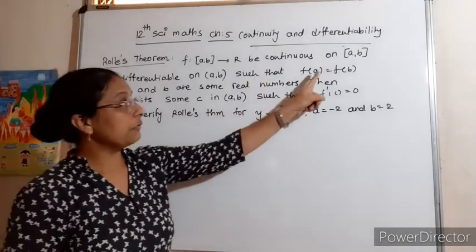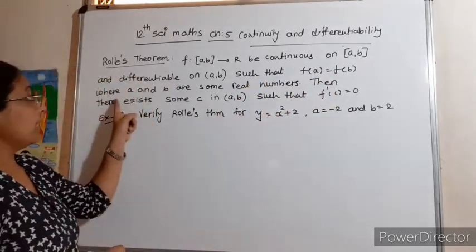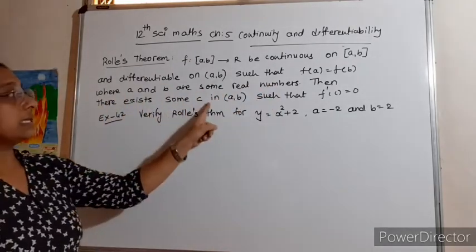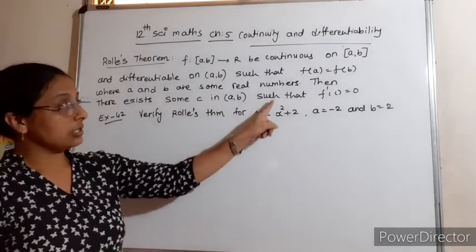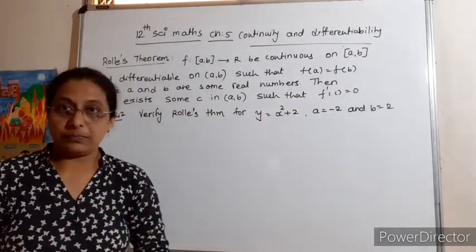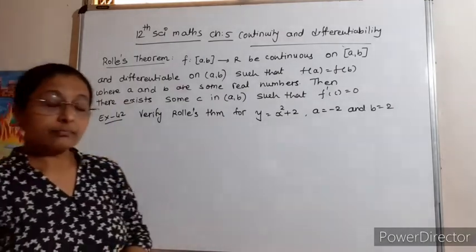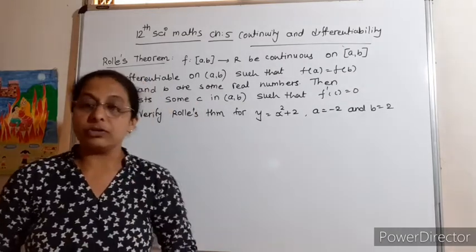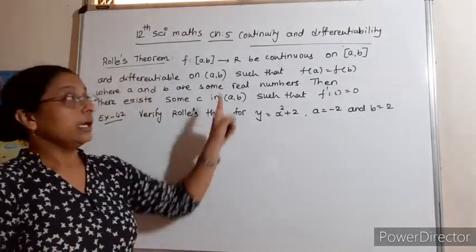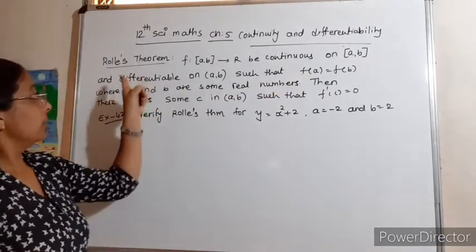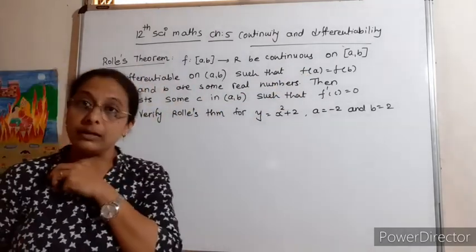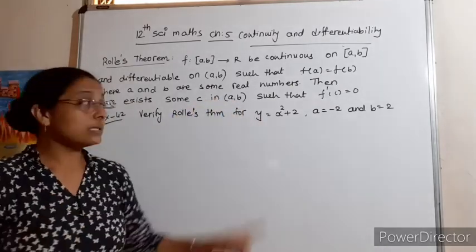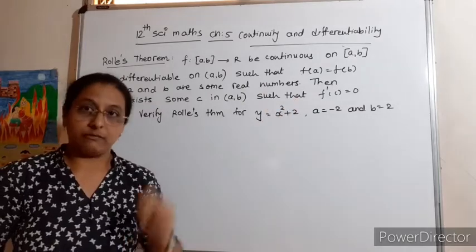Such that f of A is equal to f of B, where A and B are some real numbers, then there exists some C in this open interval AB such that f dash C is equal to 0. So this is Rolle's theorem. You know that all polynomial functions and trigonometric functions are continuous in closed interval and differentiable on open interval, and therefore whatever is given is most probably a polynomial function or a trigonometric function.